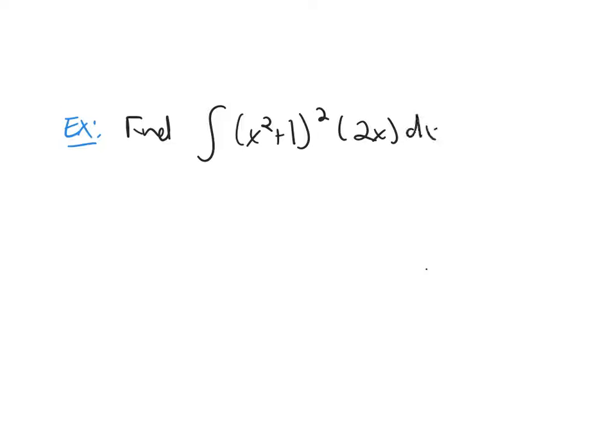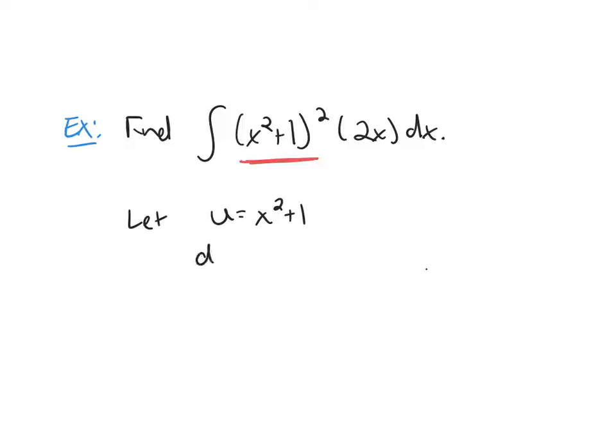So we're going to end with looking at some examples of substitution. Let's find the integral of (x squared plus 1) squared times 2x dx. When you're doing substitution, you're always going to look for something that has a composition, that has an inside and an outside. If I'm looking here, this first part has an inside and an outside. It has a composition. So you're going to let u be the internal part of that, x squared plus 1.